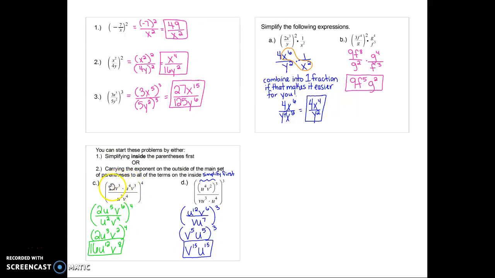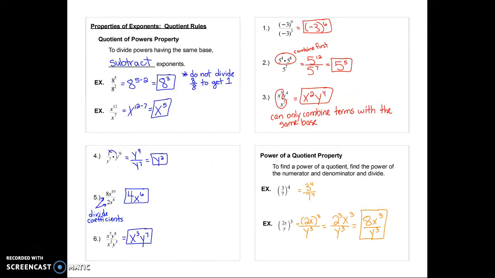So you get to choose. Either simplify what's inside of here first, then deal with this 4 at the end, or put this 4 with every single term that's inside of here, and then deal with the inside last. All right, this is, again, your concept number 4, which is the quotient rules for properties of exponents.